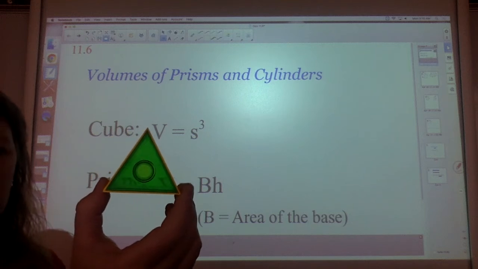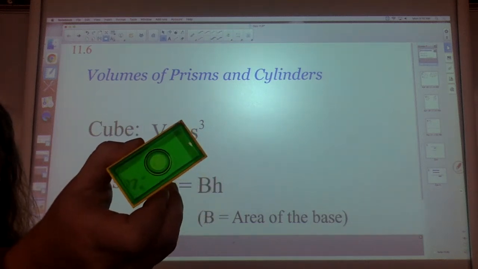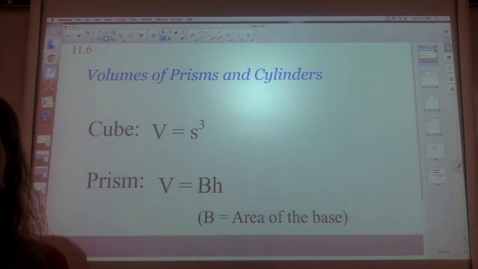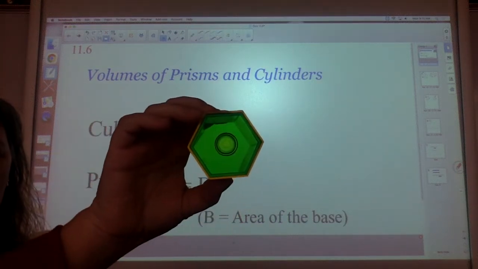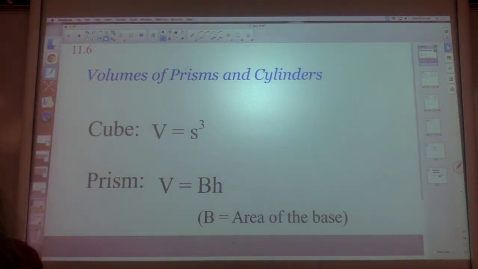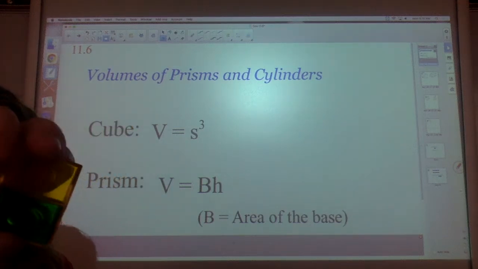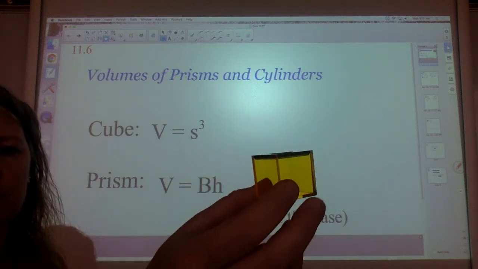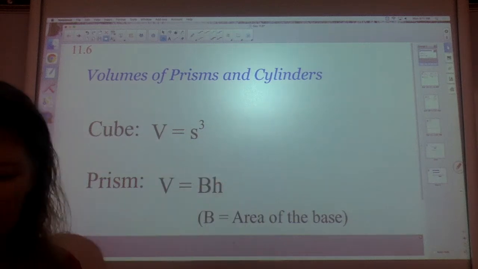In this case, you have to find the area of an equilateral triangle. In this case, you have to find the area of a rectangle and then multiply it times its height. In this case, you would have to find the area of a regular hexagon, and then multiply it times its height. There's a lot of them. Well, here would be your cube. You could do the same, area of the square times its height. But the area of the square and the height are all going to be the same, which is why we could do s cubed.